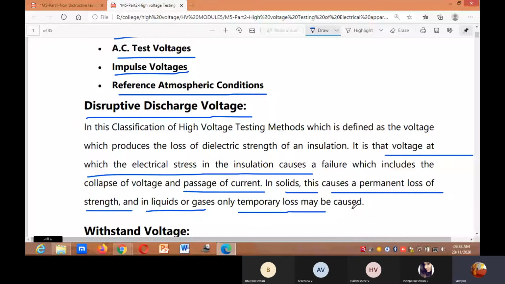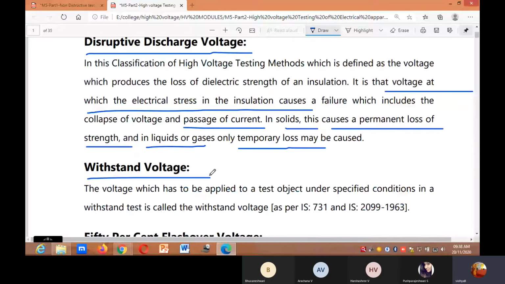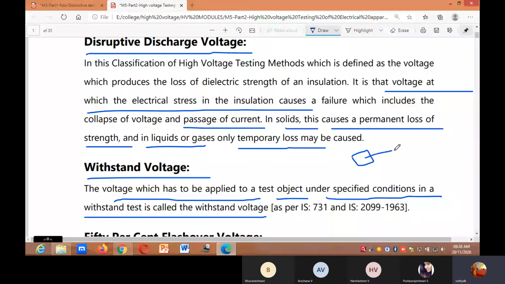Next is withstand voltage. The voltage which has to be applied to a test object under specified conditions in a withstand test is called the withstand voltage. For example, if any equipment should withstand 10 volts, then it should withstand the 10 volts, plus or minus a given tolerance. It will withstand more or less. Like that, for any equipment, withstand voltage is important.